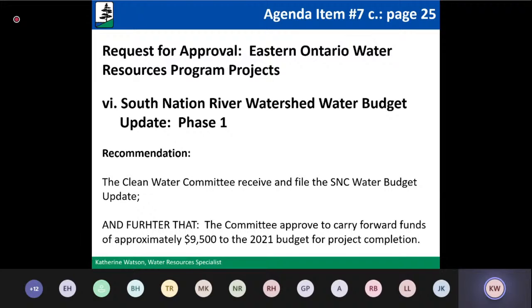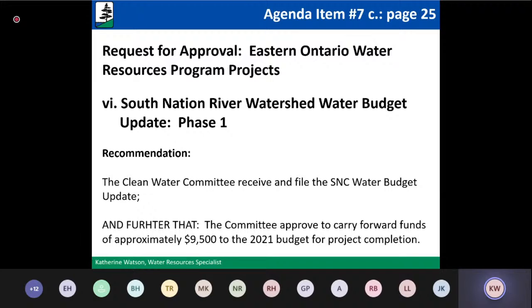And we would like to use it to update the South Nation River water budget that was last updated in, I believe, 2006 as part of the source water protection. So at this point, we've entered into a contract with Aquanti. Again, that's the consultants that developed the initial model. And we currently have them updating the model infrastructure for us.